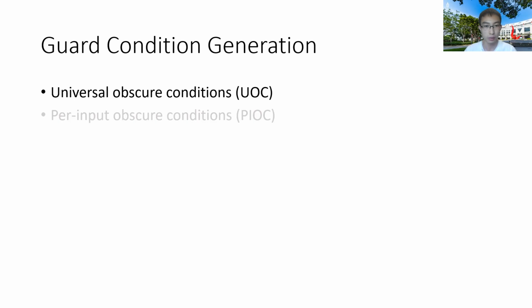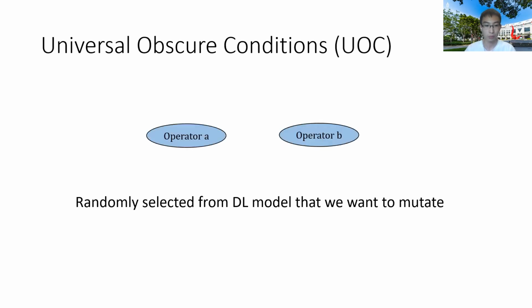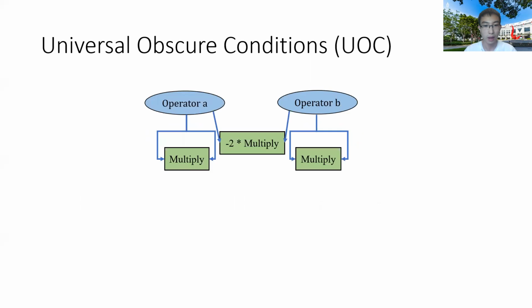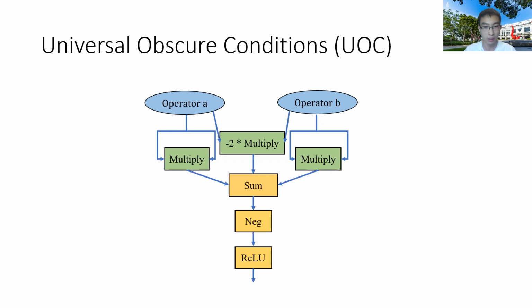Let's take a look at UOC first. We start by randomly selecting two operators, A and B, from the computation graph of the deep learning model that we want to mutate. Next, we multiply A and B with themselves. We also multiply A with B with -2. Then we sum up all three items, negate the summation result, and pass it through a ReLU unit.